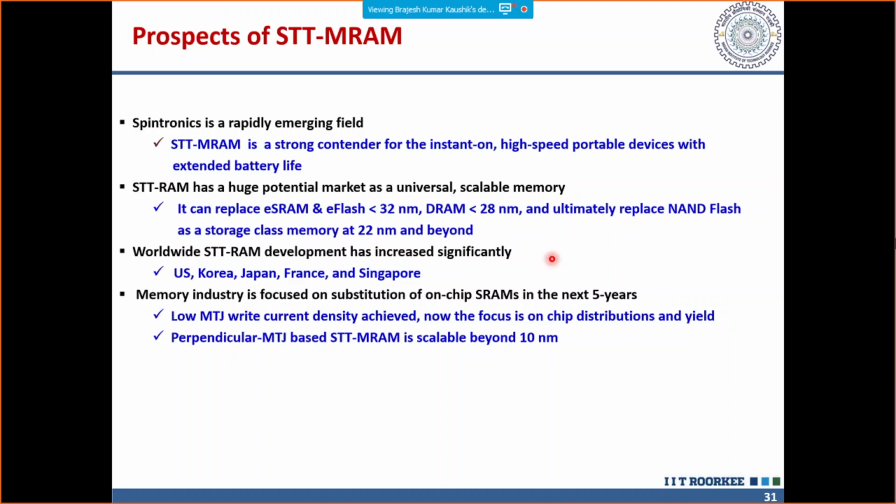Huge research has been carried out, not only in the US, Korea, Japan, France, and Singapore, but in many other countries. And the memory industry, as of date, is focused on substitution of on-chip SRAMs also in the next 5 years or so. Although it's challenging, people are coming up with faster and faster memories. So I would say that MTJs are some of the basic devices as of date.